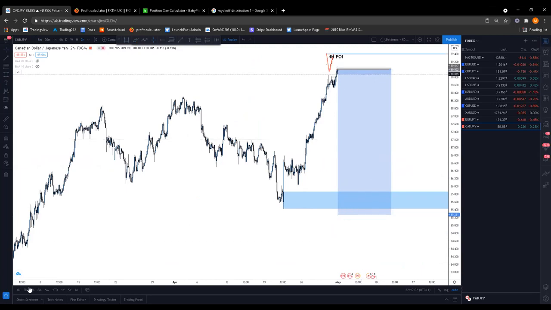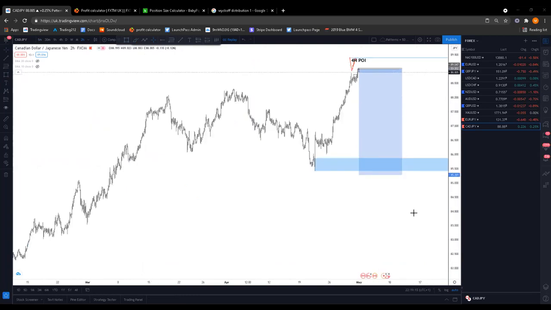Euro JPY, I'm also bearish on. Gold, I'm also bearish on. GU, I'm also bearish on. GJ, I'm also bearish on. So yeah, that's literally it. We are gonna have to wrap this one up in a bit.